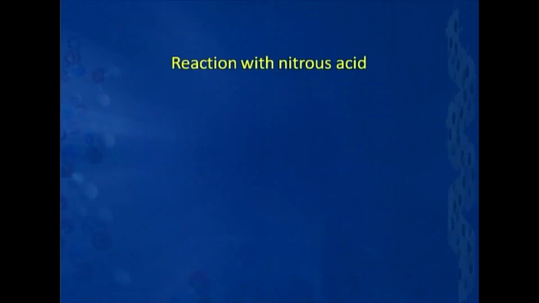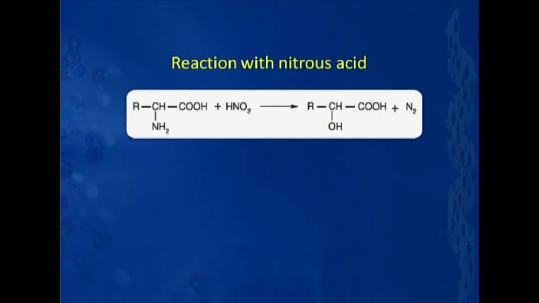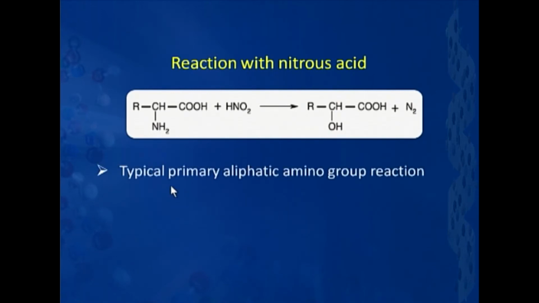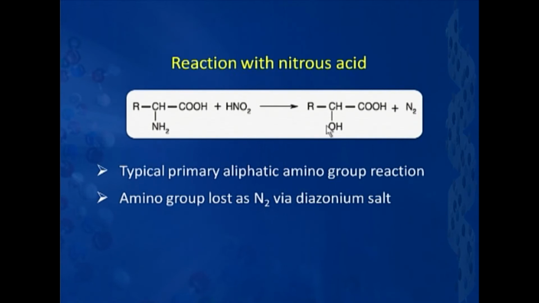In this category, the first reaction we will take up is the reaction with nitrous acid. The reaction is very simple here. We take an alpha amino acid, treat it with nitrous acid, and I get an alpha hydroxy compound here, and nitrogen comes off. Now, this is a typical reaction of a primary aliphatic amino group, and in this reaction the nitrogen comes out through formation of a diazonium salt here.